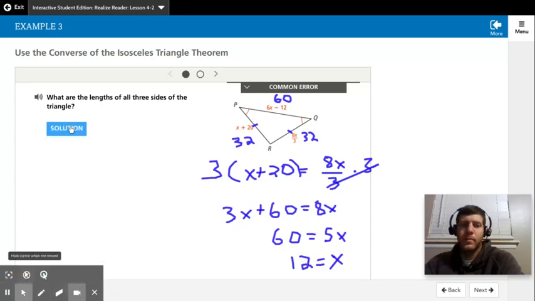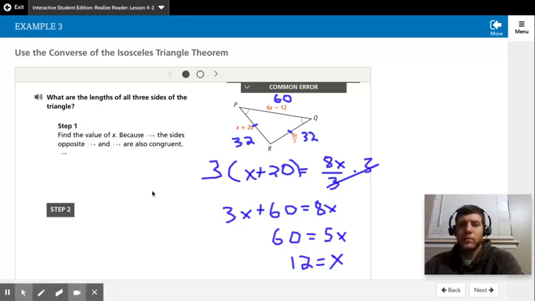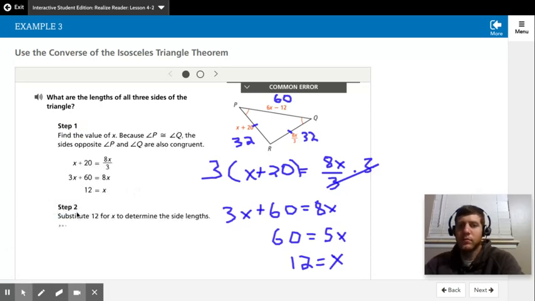Yep. Okay, and if we click solution, make sure we're not crazy. X is 12. Right, and then substitute them back in, and they get you 32, 60, and 32. Okay, if we look at your try it.